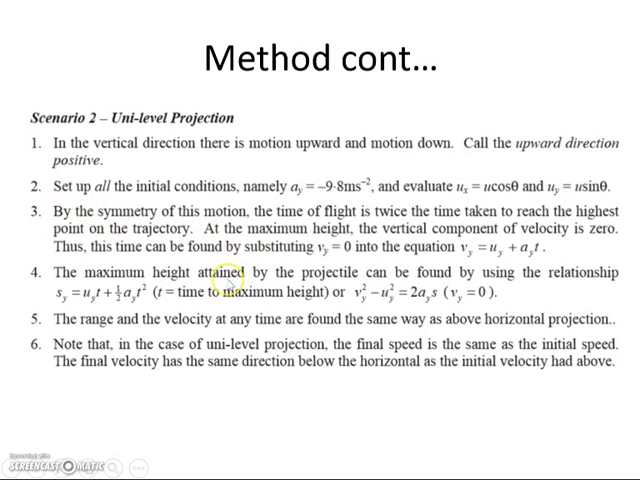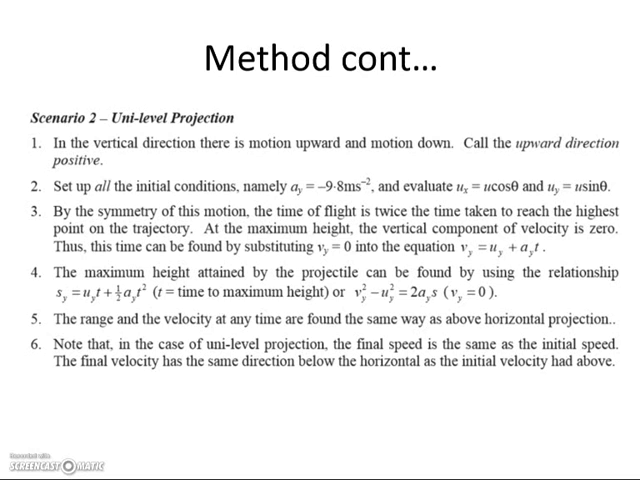By the symmetry of this motion, it being a parabola, the time of flight is twice the time taken to reach its highest point on the trajectory. So once it hits its turning point, it doubles that motion for the other side of the parabola. At maximum height, the vertical component of velocity is 0 because it stops, and then we can substitute Vy equals 0 into that equation to find what that time would be, and then double it to get the time of flight.